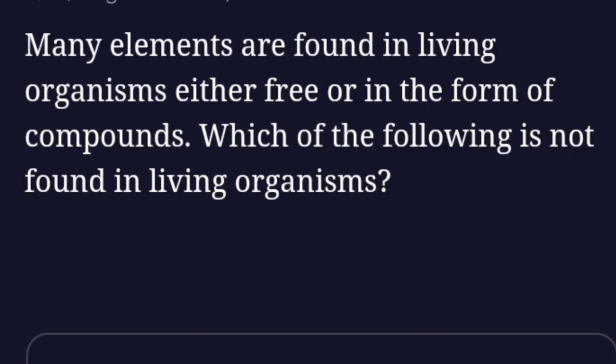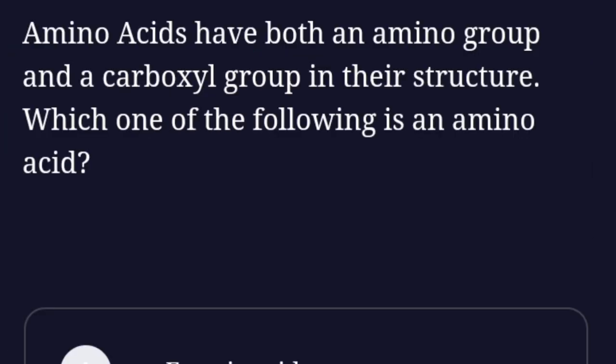Many elements are found in living organisms, either free or in the form of compounds. Which of the following is not found in living organisms? Silicon. Amino acids have both an amino group and a carboxyl group in their structure.